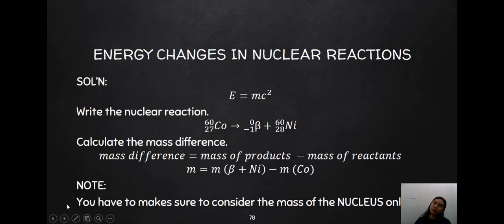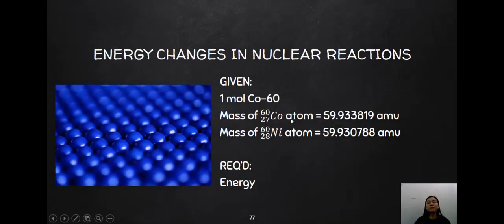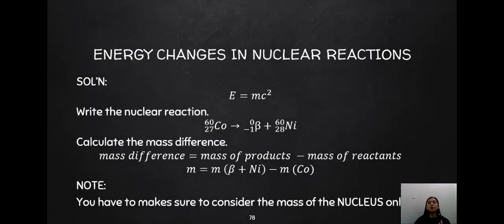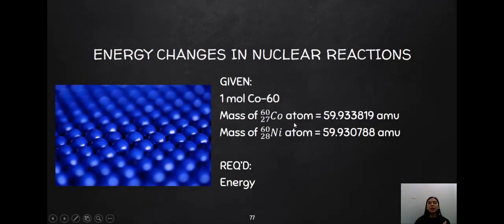And if you take a look, you have the note here. You have to make sure, sorry, that's a typographical error. You have to make sure to consider the mass of the nucleus only. Diba, if you take a look, you are given the mass of the atom. And in the atom, you have your electron, your proton, and your neutron. Since we are talking about nuclear reactions, you have to consider the mass of the nucleus only. So, ibig sabihin, dun sa mass ng atom na yan, kailangan natin ibawas yung mass ng mga electrons.